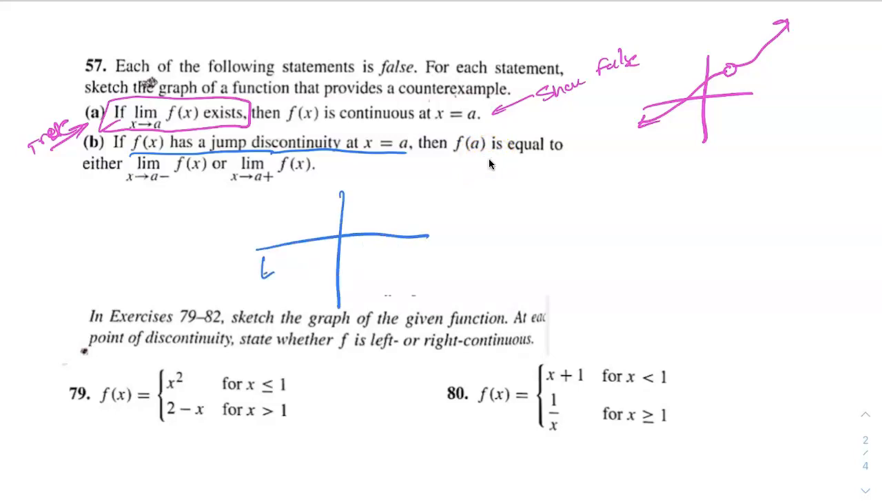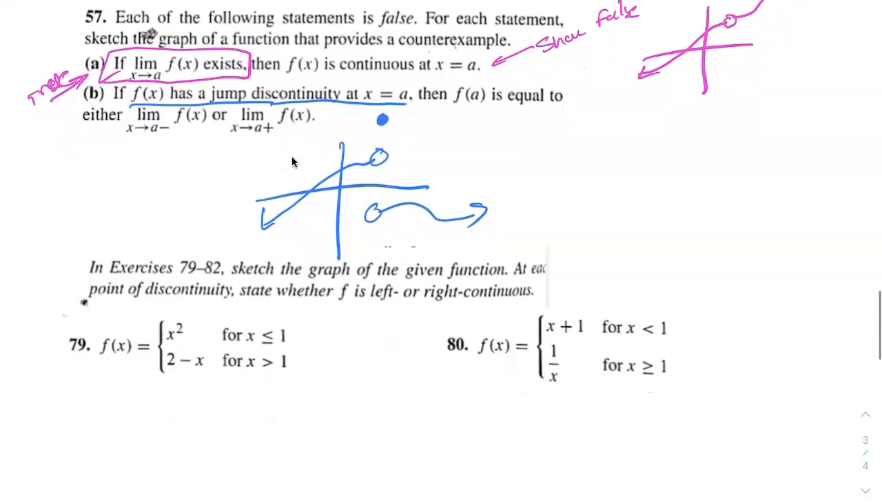Or I could do a jump discontinuity like this. That's still a jump discontinuity. F of A could be up here somewhere, and that's still good, or there doesn't have to be an f of A. So this is a counterexample to what you see there. So again, when you're doing these counterexamples, you gotta make the if part true. So it does have to be a jump discontinuity at A. And you're trying to show that this second part is not correct.